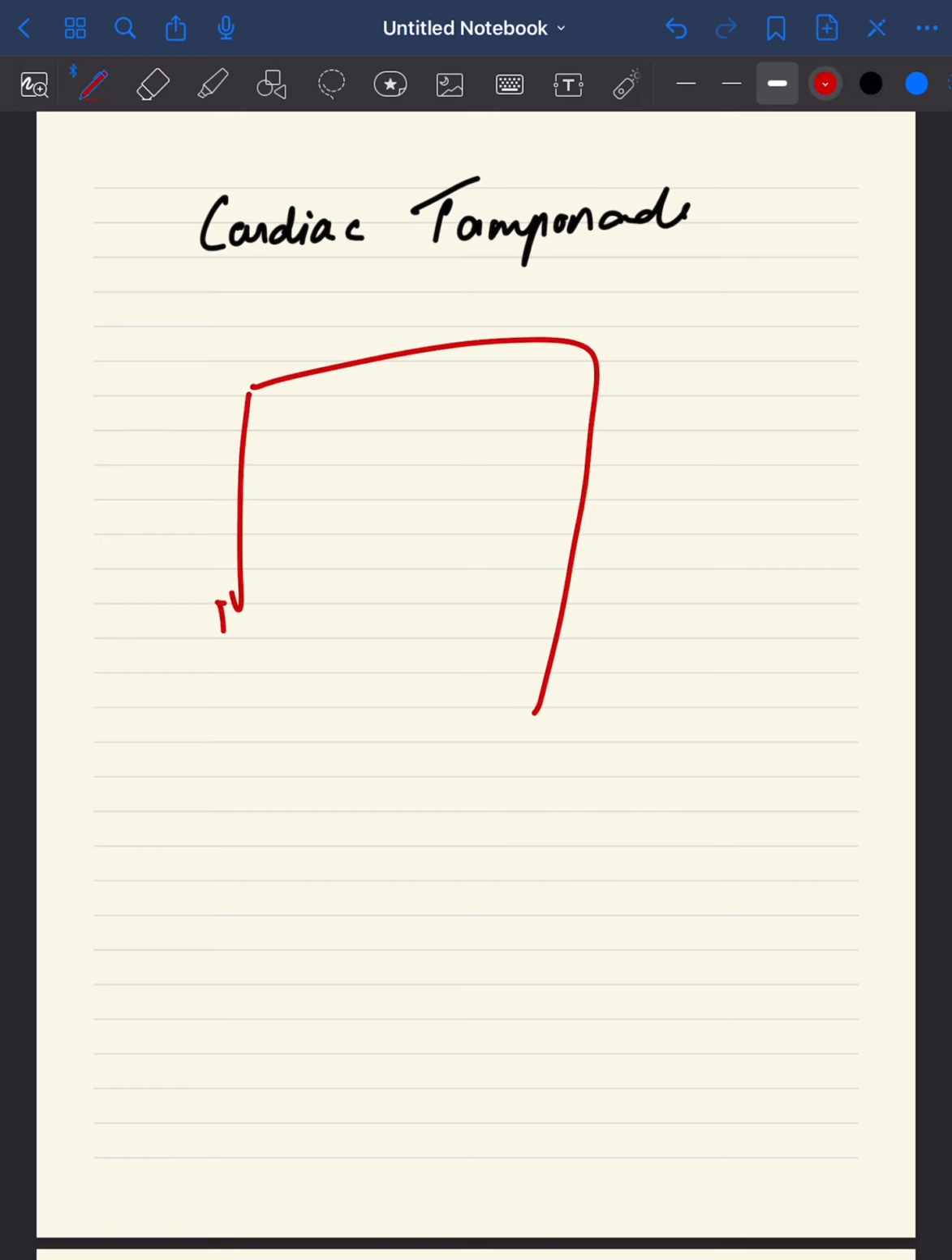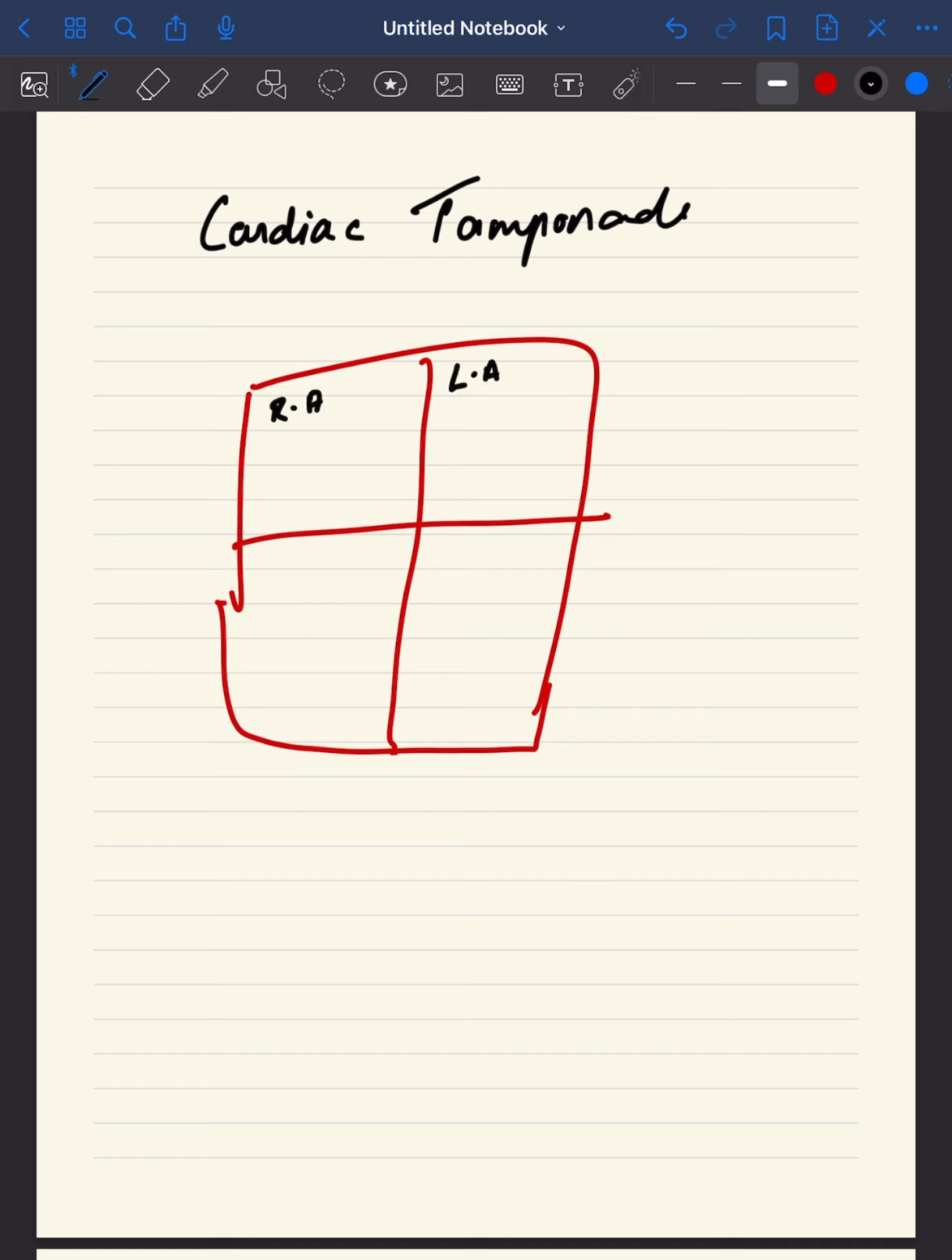So this is our heart. This is right atria, this is left atria, right ventricle, left ventricle. So what is happening in cardiac tamponade? Just imagine there is a belt around the heart which gets tightened breath by breath, just like a belt.